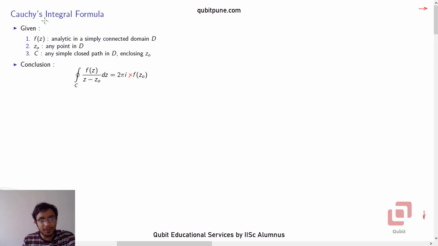Cauchy's integral formula. In the Cauchy's integral formula, we are given three things. We are given an analytic function f of z, which is analytic in a simply connected domain D. And z naught is a complex number which belongs to the set D, or it is any point in D. Then we consider any simple closed path in D, and we make sure that it encloses z naught.